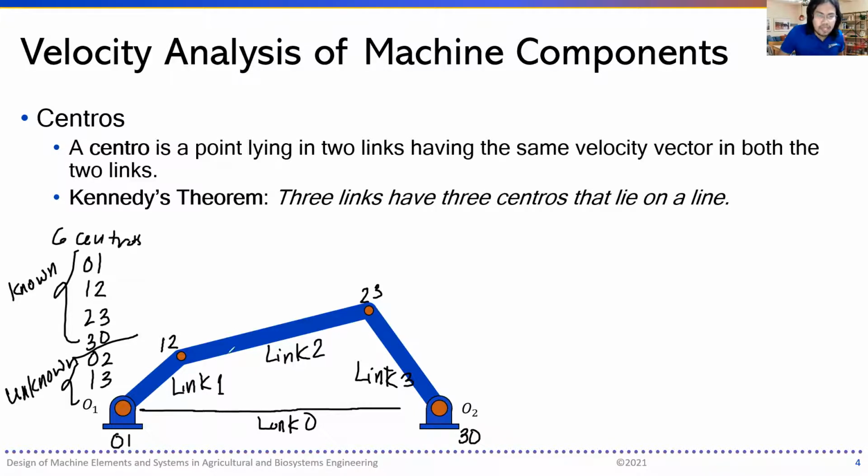And why unknown? Because they are located outside of the bodies of this mechanism. So what we do is we find them. For example, in this linkage, we have that centro, that is actually centro 0, 2. This is 0, 2. So it's between this link and this link.